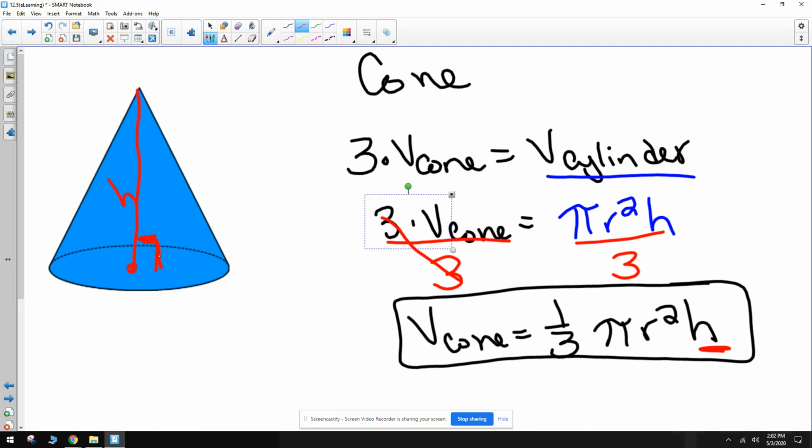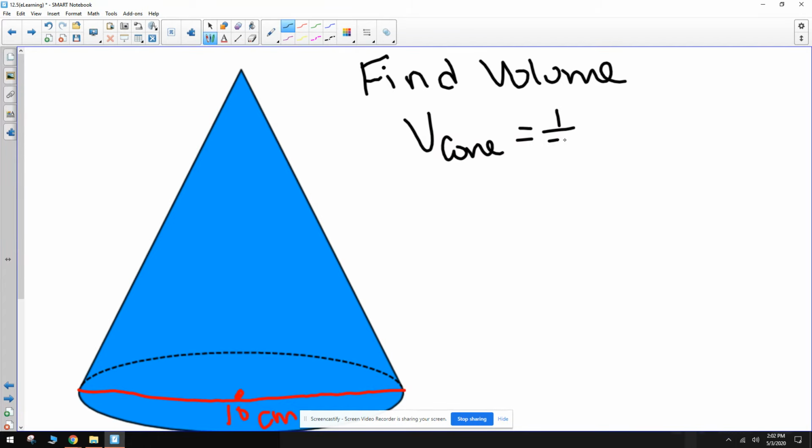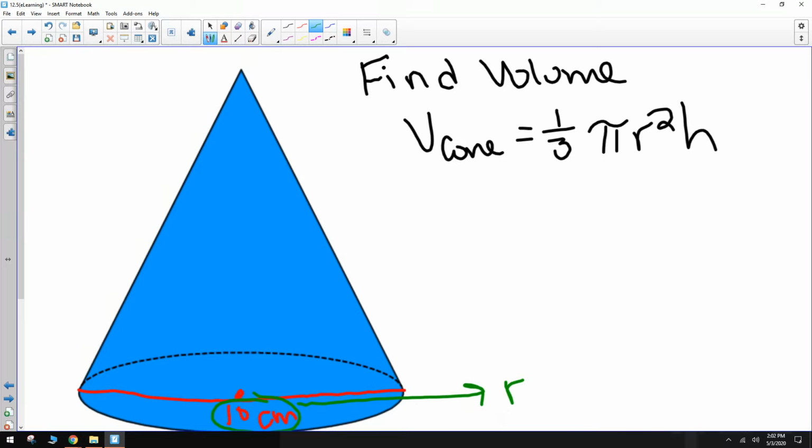First one is a cone. So we need to find the volume of a cone. The formula for a cone is 1/3 pi r squared times the height. So I need the radius and I need the height. They give me the diameter, so I know that the radius is going to equal 5. All right, so I can fill that in. I already know that.